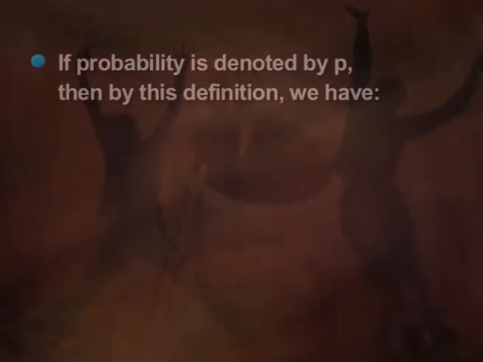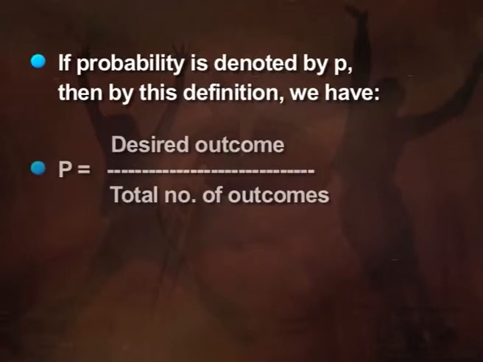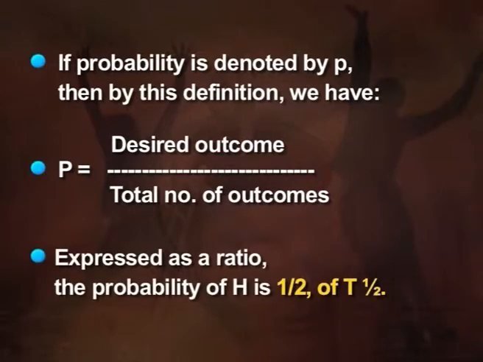The definition of probability given by Laplace is as shown in the slide. If probability is denoted by P, then by this definition we have P is equal to the desired outcome divided by the total number of outcomes, which is expressed as a ratio. The probability of H is 1 by 2 and of T is also half.